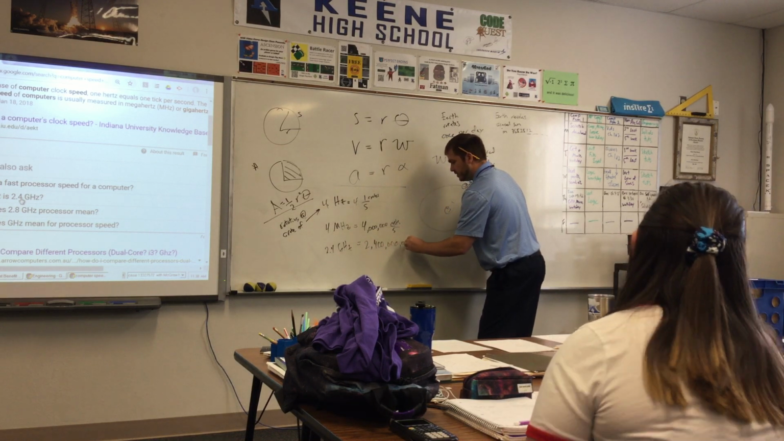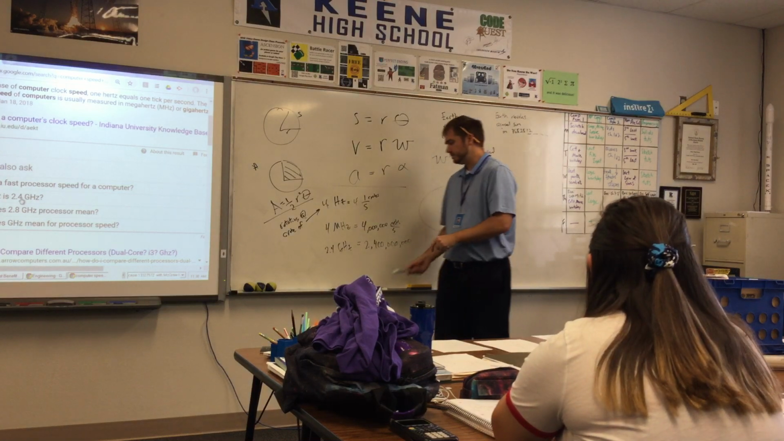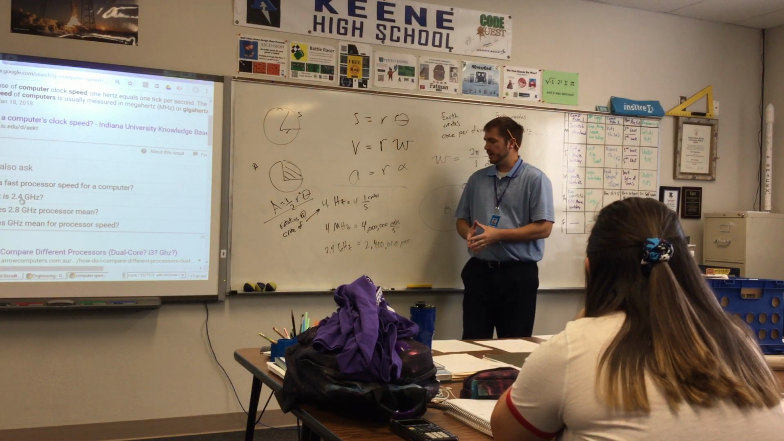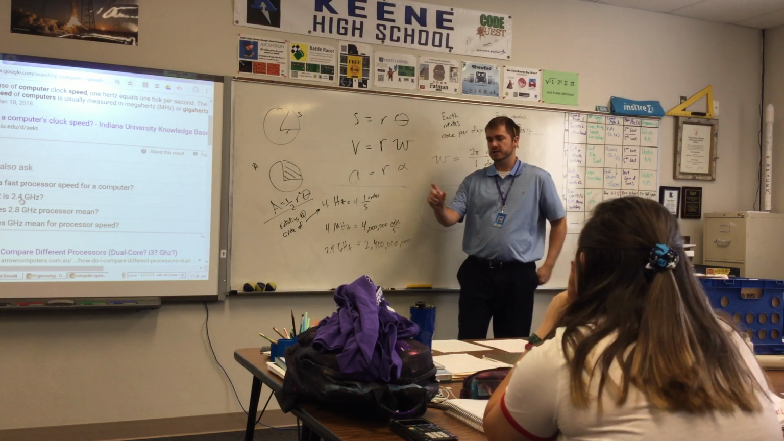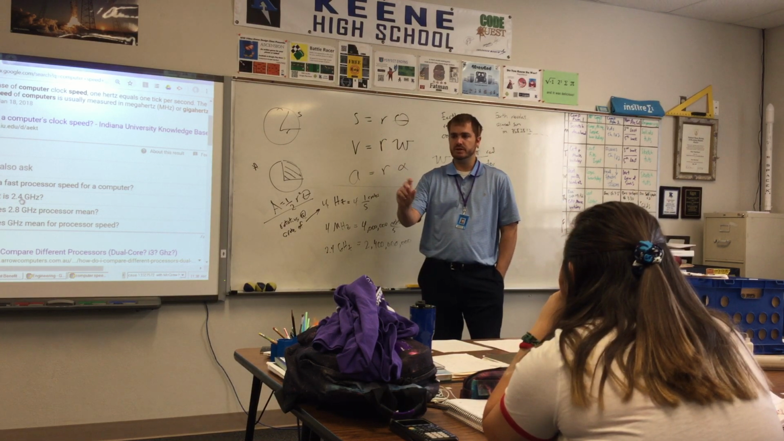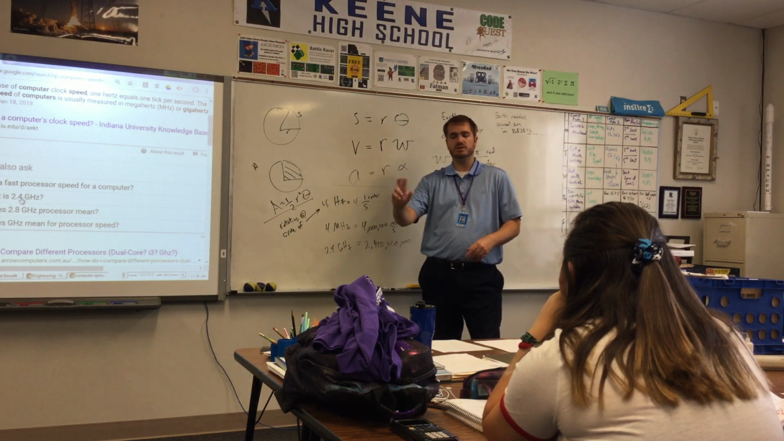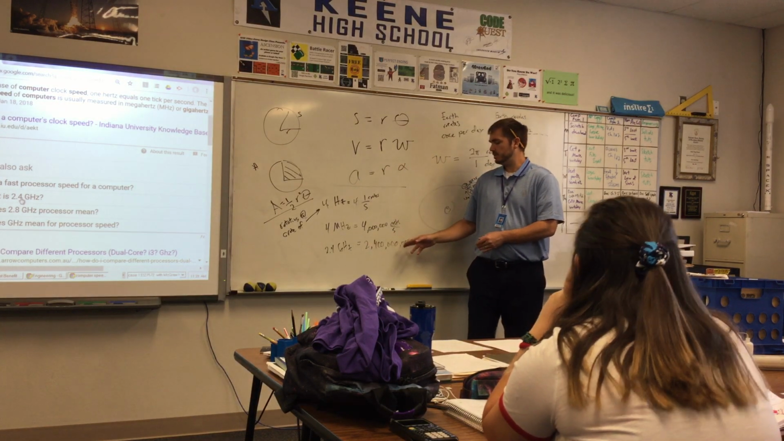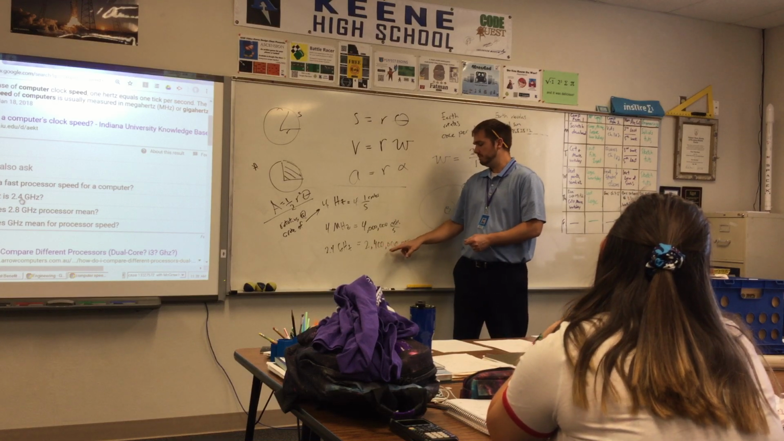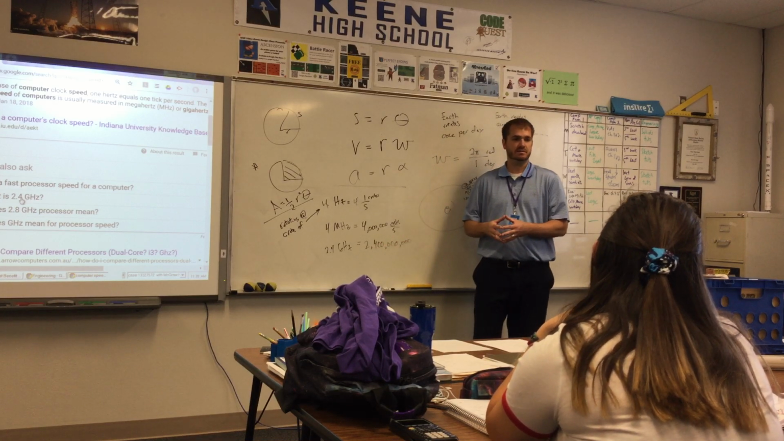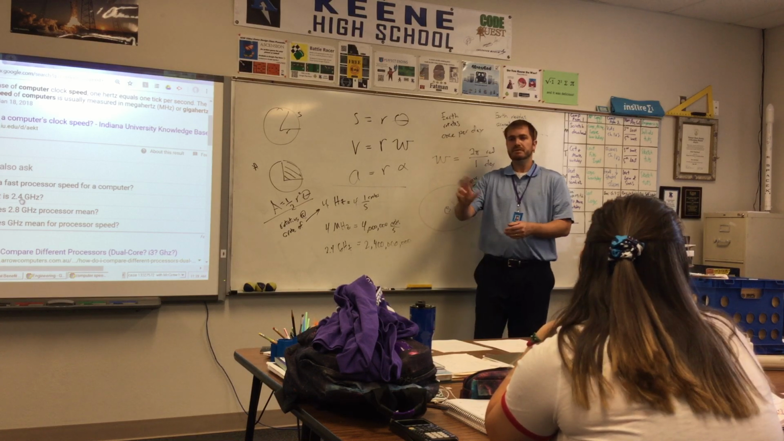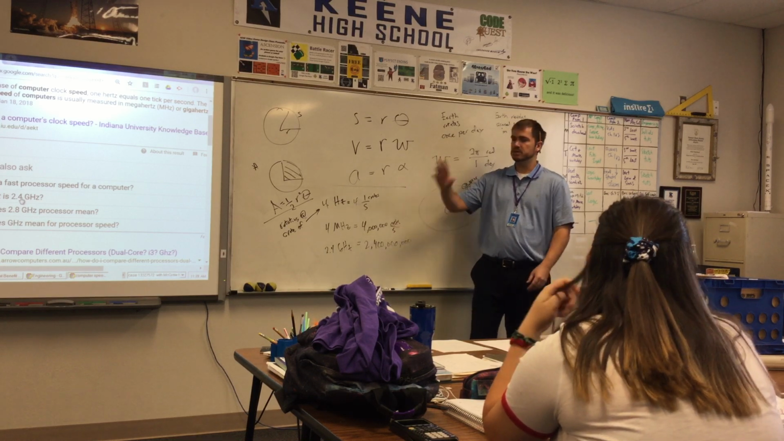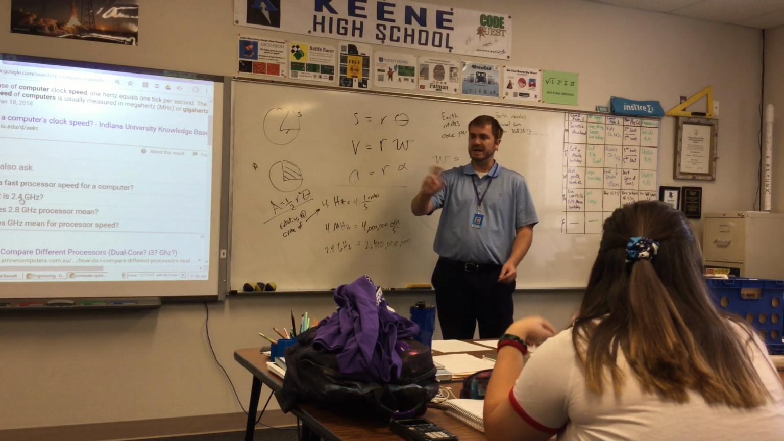When you look at a computer and it says its clock speed is 2.4 gigahertz, there's actually a crystal in there that's changing polarity. It's going back and forth, changing 2,400,000,000 times per second, give or take a couple hundred thousand maybe. That's how fast your computer is switching back and forth.